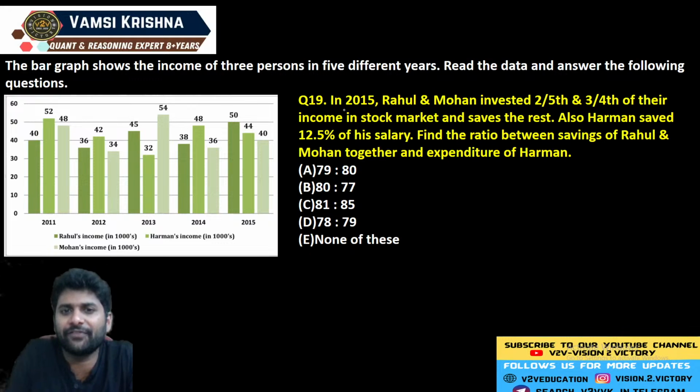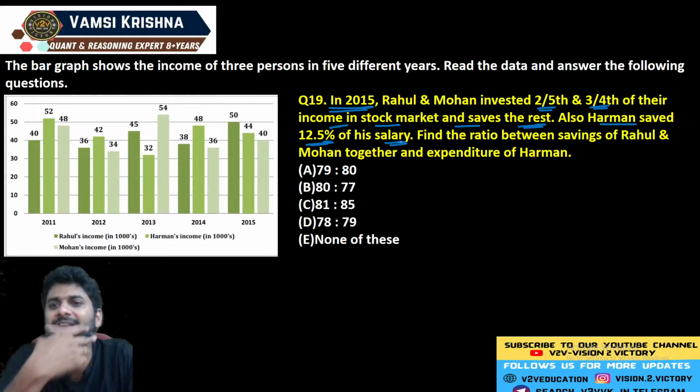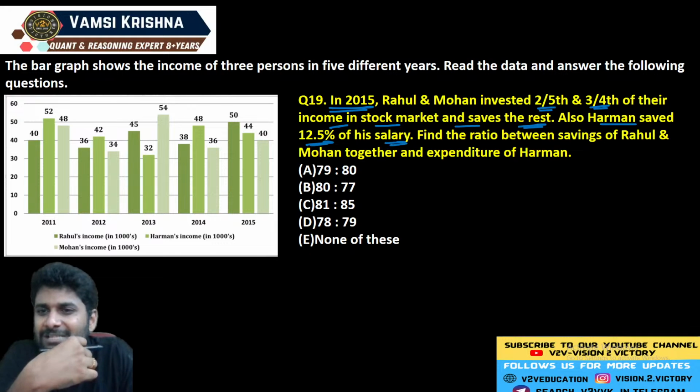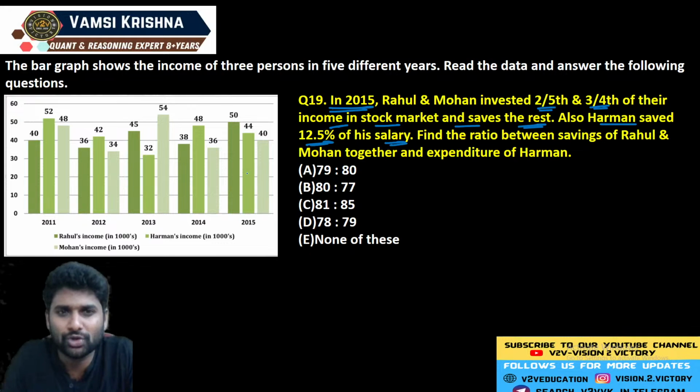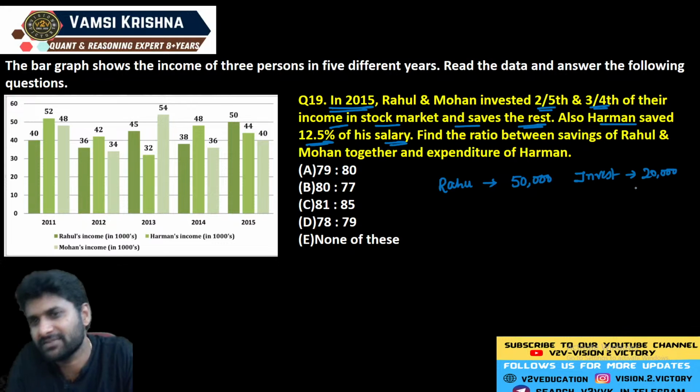Now see the 2015 data. Now the data is related to 2015. Rahul and Mohan invested 2/5 and 3/4 of their income in the stock market and save the rest. And also Harman saves 12.5 percent of his salary. Find the ratio between savings of Rahul and Mohan together and expenditure of Harman. Now take the data of 2015. What is Rahul's income? 50,000. So according to the data, what is the investment? 2 by 5th means 20,000 rupees is investment.